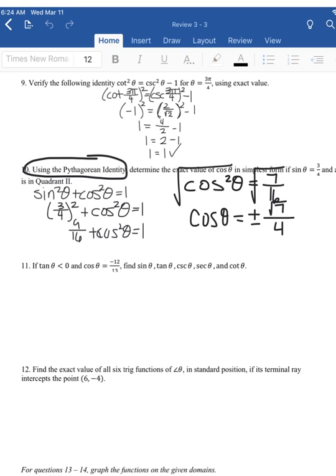But because of this piece of information that we're in quadrant 2, right? Quadrant 2, cosine is negative. It has to be that cosine of theta is negative square root 7 over 4. It has to be that.